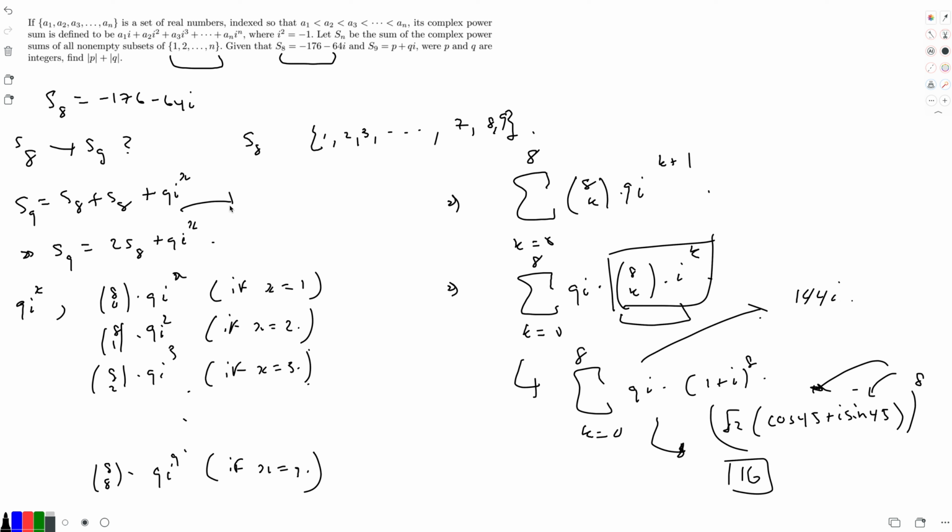Now that we know this is 144i, we can go about evaluating S sub 9. S sub 8 is what? This. If we do 2 times S sub 8, that becomes negative 352 minus 128i. Now all we're doing is adding 144i to get our final answer. Let me make sure I did that right, yep. Adding, we get negative 352 plus 16i. Okay, we found S9; P and Q are integers. We want the absolute value of P plus the absolute value of Q. That becomes 368, and we are done.